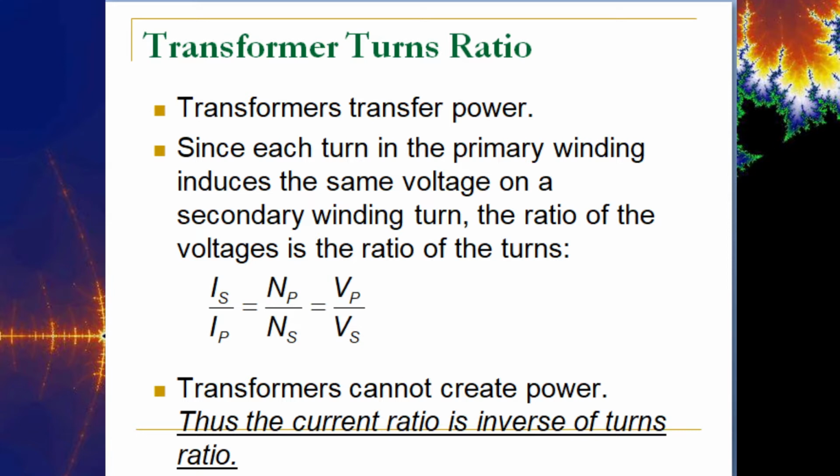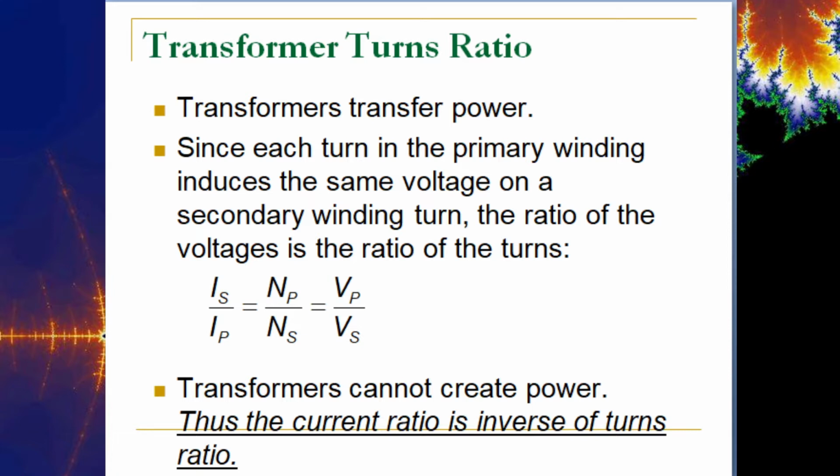So as I just alluded to, I talked about the transformer turns ratio. It matters how many times the wire is coiled on the primary, and it also matters how many times the wire is coiled on the secondary. So the number of turns on the primary in ratio to the number of turns on the secondary is equal to the voltage on the primary to the voltage on the secondary.